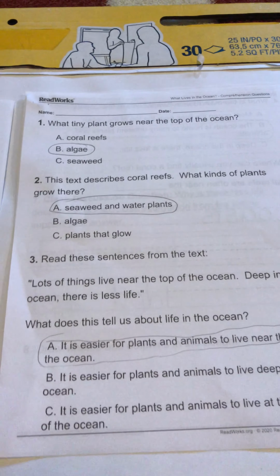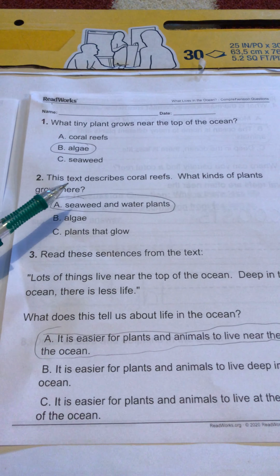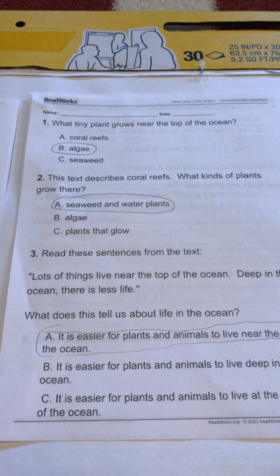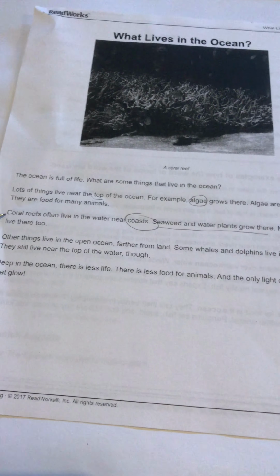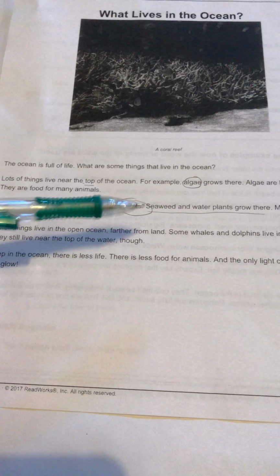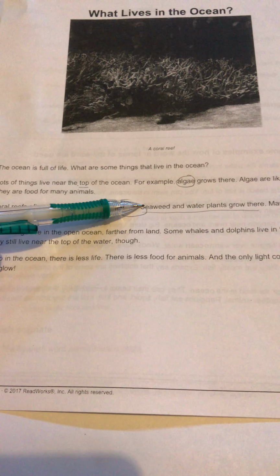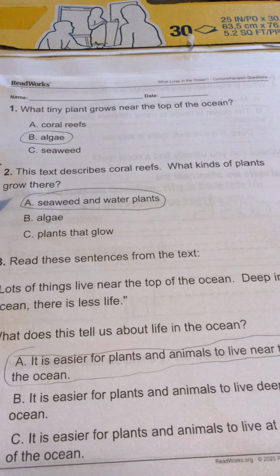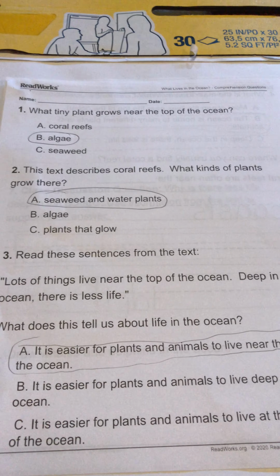So I circled B. The text describes coral reefs. What kind of plants grow there? I went back and looked for the paragraph about coral reefs, and it said seaweed and water plants grow there. So I circled A, seaweed and water plants.